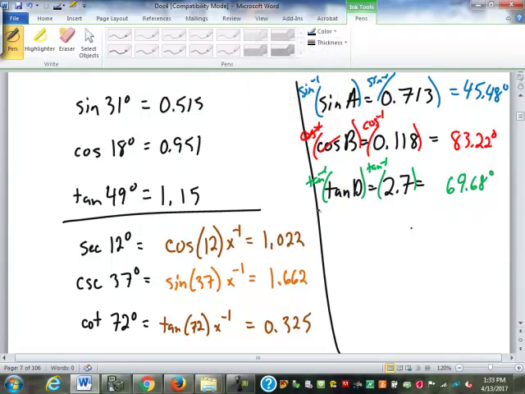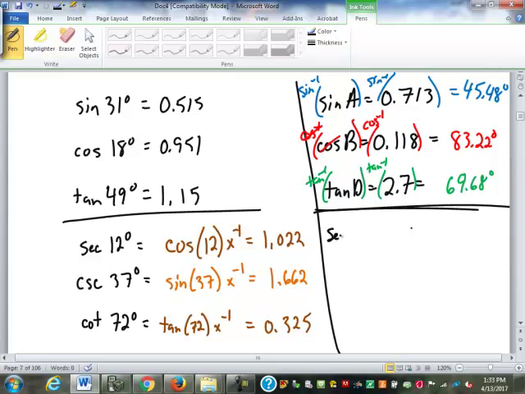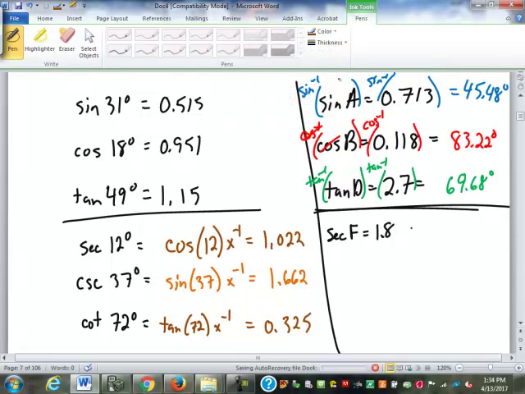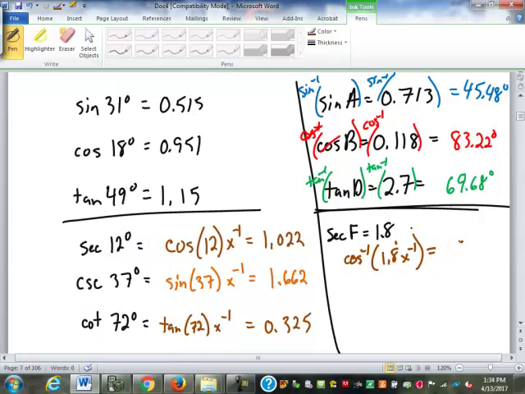Now, here's where the fun starts again. What if I tell you that the secant of angle F is 1.8? How do I find angle F? The secant goes with which other trig function? Cosine. So we're going to do the inverse cosine. So it's that second cosine. Type in the 1.8. This time you put the x negative 1 inside the parentheses. So it is second cosine 1.8 reciprocal, then close the parentheses. 56.25 degrees.